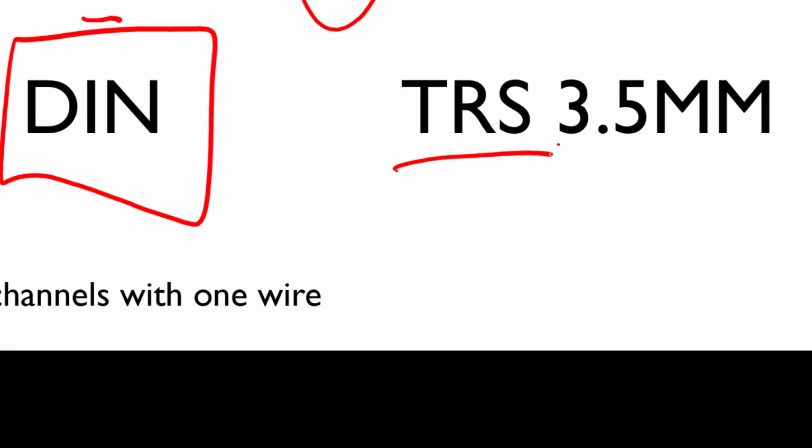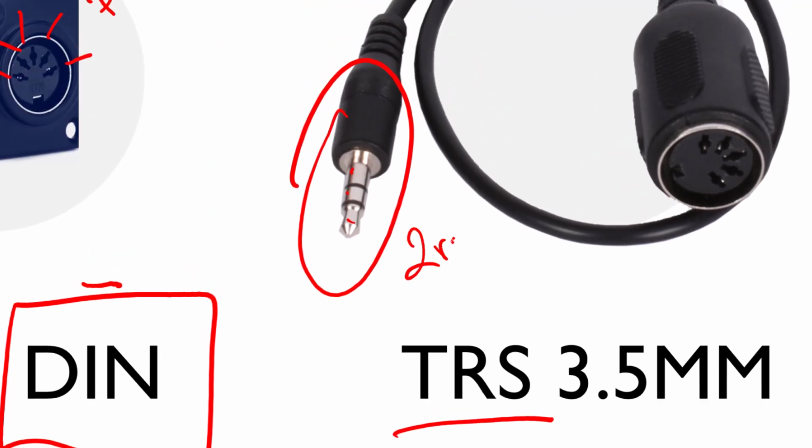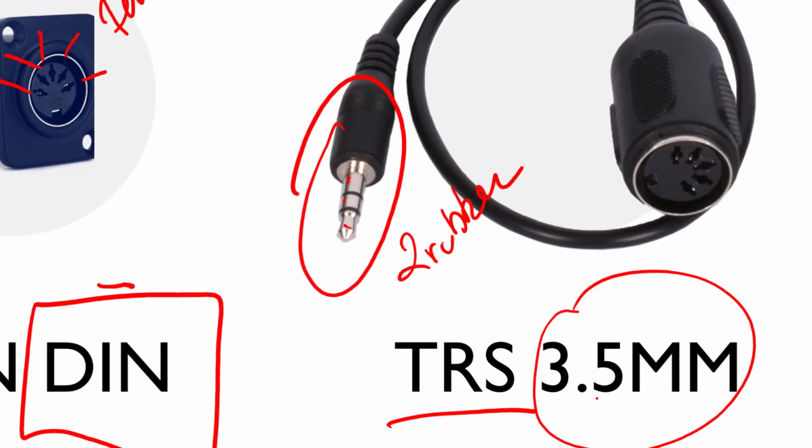So now there's something used called a TRS, transmit and receive in stereo. So you've got 1, 2, 3 parts. You see 2 little rubber gaskets. That's how you know it's a TRS. 3 sections, and it's so small. In metric, it's actually 3.5 millimeters.